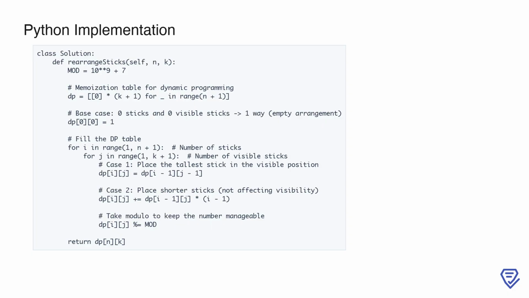For each stick count i and visible count j, we calculate dp[i][j] using two terms. 1. dp[i-1][j-1], placing the tallest stick in a visible position, which increases visibility. 2. dp[i-1][j] * (i-1), placing shorter sticks, which do not affect visibility, and there are i-1 choices for such placements. Each value is taken modulo 10^9 plus 7 to prevent overflow. Finally, dp[n][k] gives the desired result. This approach is efficient with time and space complexity of O(n*k).